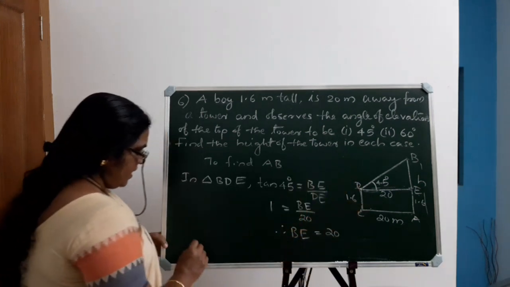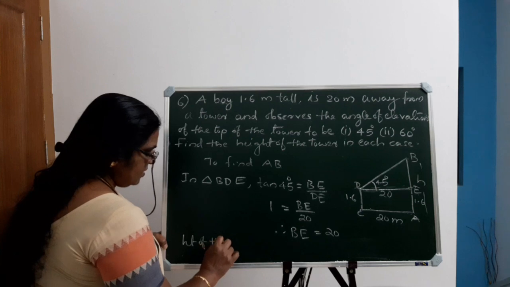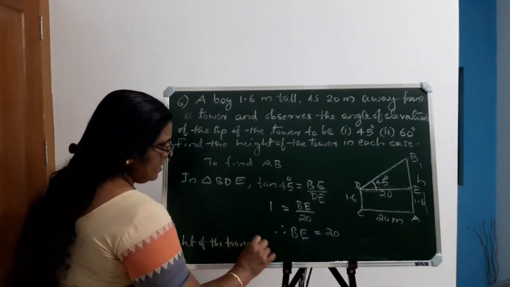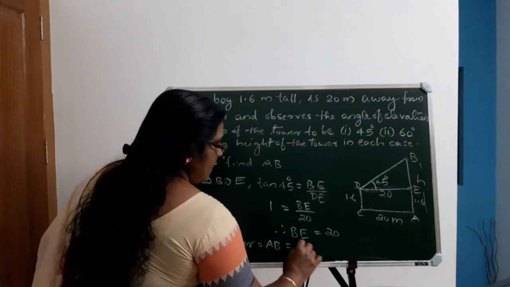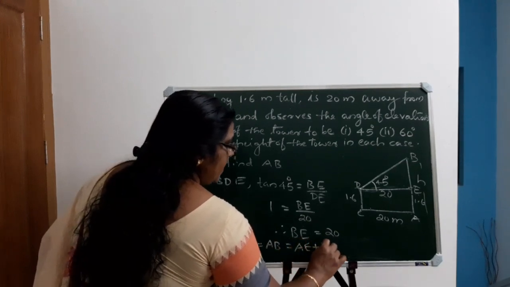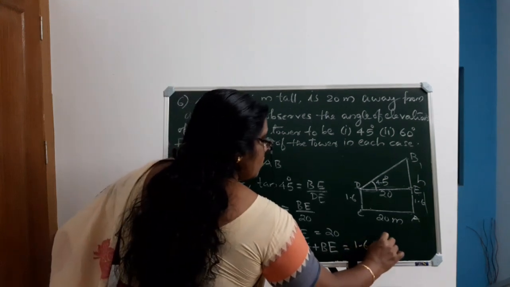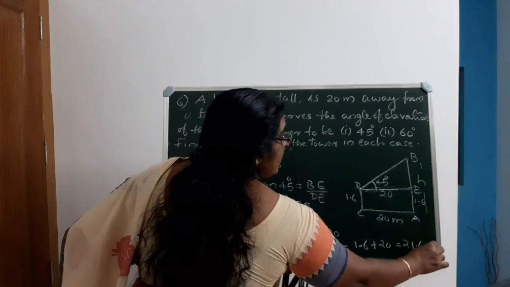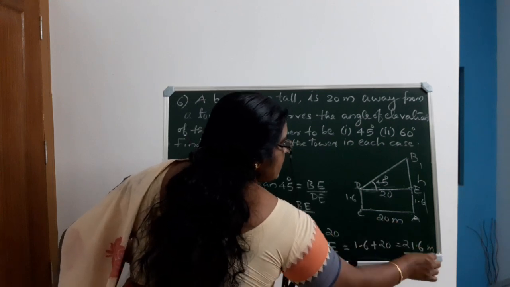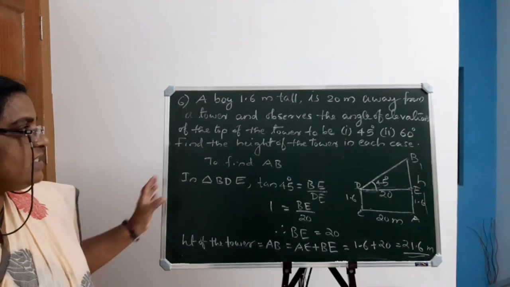And we have to find AB, height of the tower. Height of the tower equal to AB, that is equal to AE plus BE. AE is 1.6 plus 20. It is equal to 21.6 meter, because distance is given in meter, so we can take the height also in meter, 21.6 meter. This is first case.